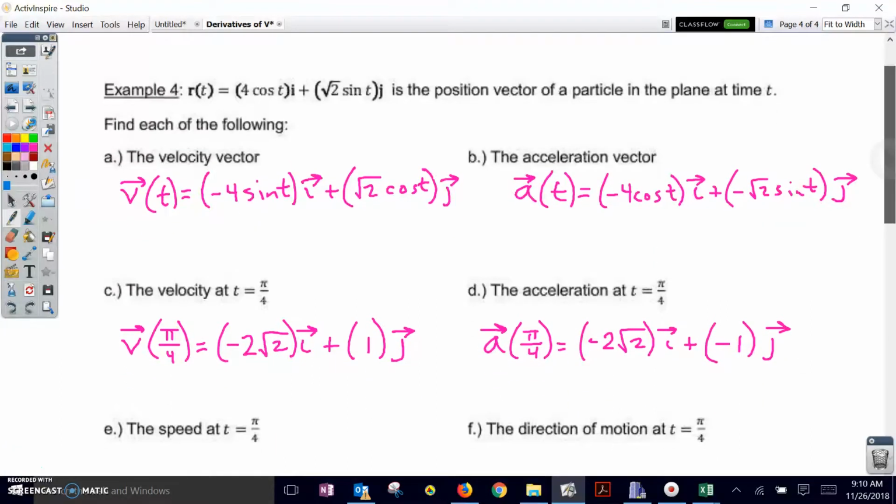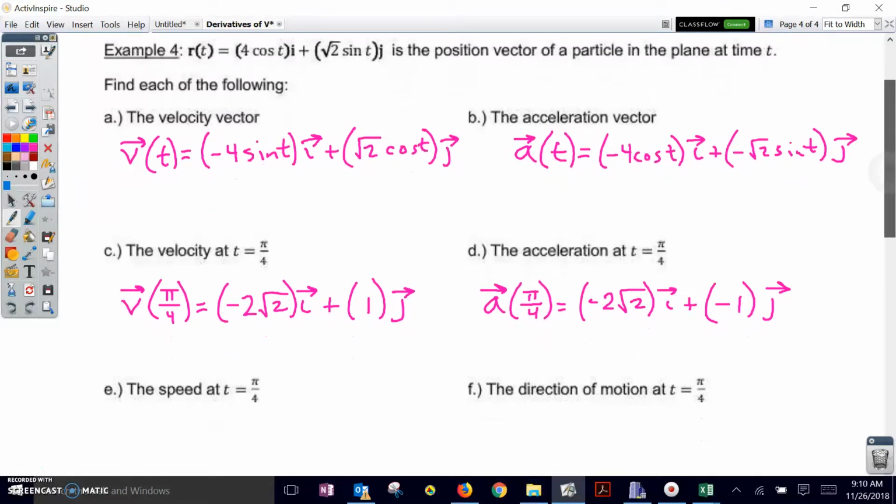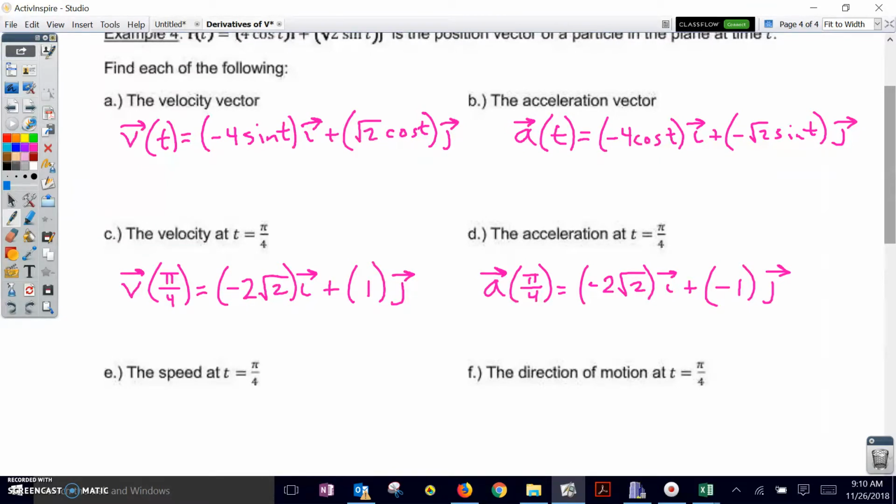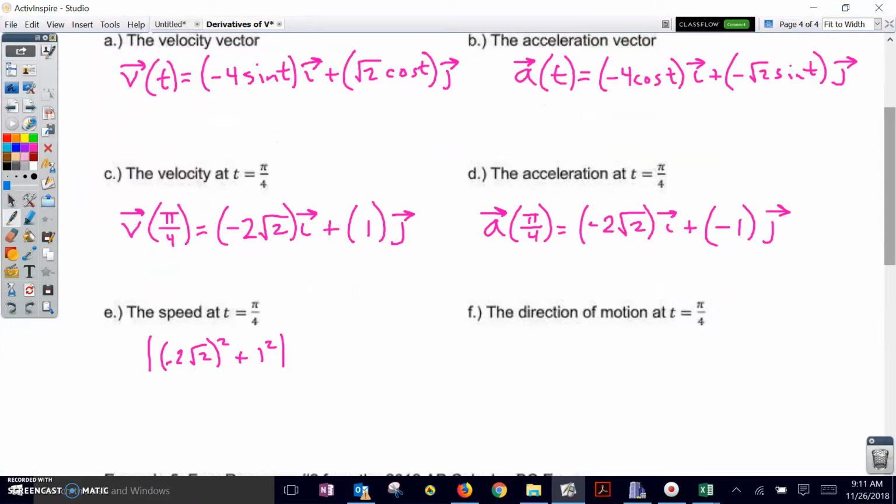Alright, continuing on here. The speed at time pi over 4 is going to be the magnitude of the velocity vector. We already have the velocity vector at time pi over 4. So in order to find its magnitude, we're just going to take the square root of negative 2 root 2 squared plus 1 squared. And so the speed is going to be, let's see, that's 4 times 2, that's 8, plus 1. So the speed, oops, I forgot my square root in there. Square root of 9, which is going to be 3, is going to be my speed.